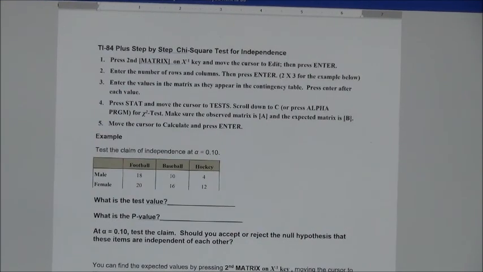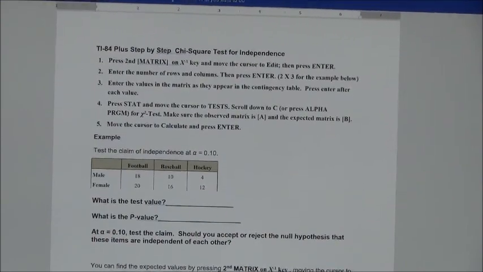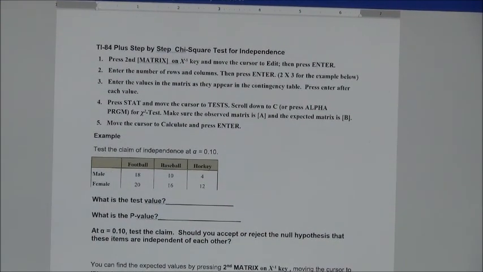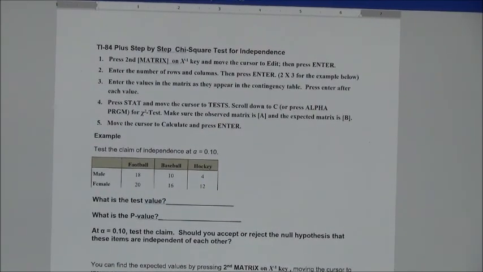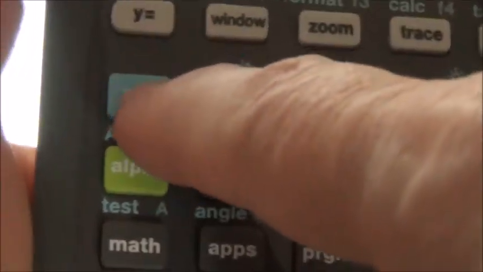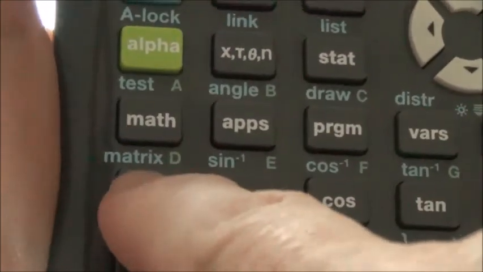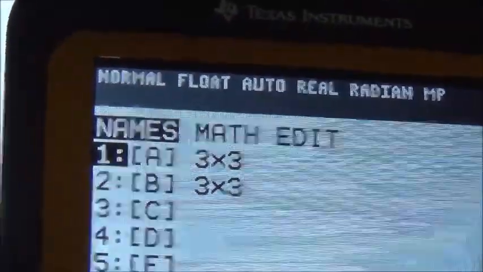All right, the next kind of problem that we have in Chapter 11 is your chi-squared test for independence. And in order to do this test, what we have to do is set up a matrix. And so what you're going to do is press second function and matrix, which is on your x to the -1 key. So if I go to my calculator here, again, we're going to hit second function. So second function is in blue, and then notice matrix is above the x to the -1. So second function matrix. You're going to go over to edit, and you're going to edit number 1, which is the A matrix.